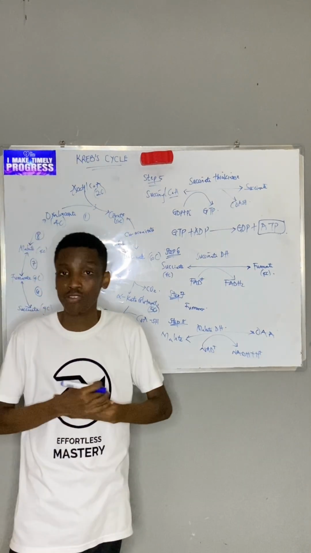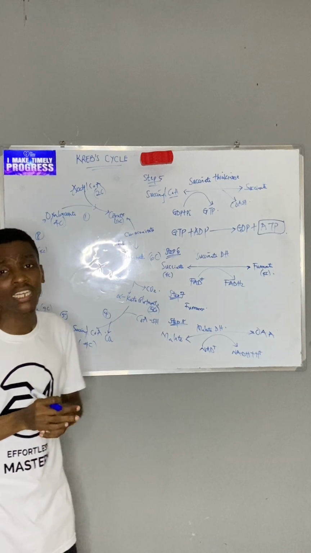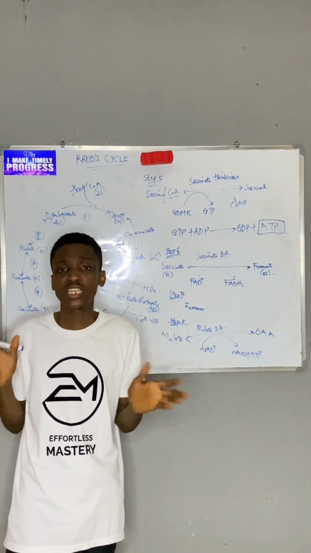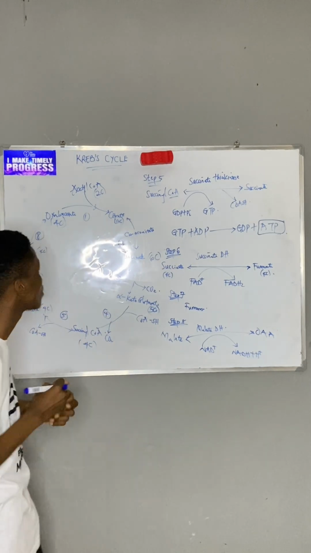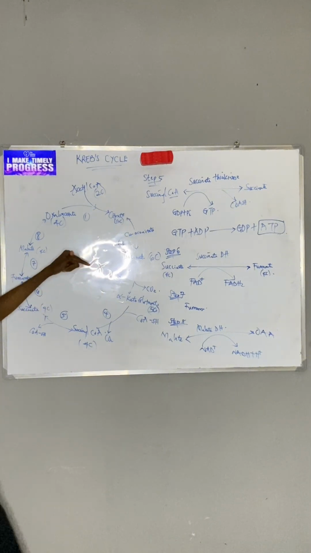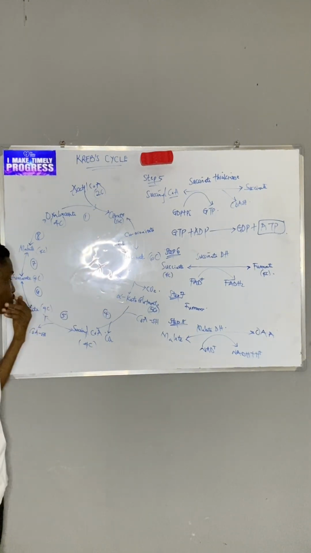We established that 3 of these steps are irreversible, and those steps are usually regarded as the regulatory steps, and they also have regulatory enzymes. These steps are easily identified by looking at any place where there's a change in the number of carbon atoms: from 4 to 6, 6 to 5, 5 to 4. Those are the steps of concern.